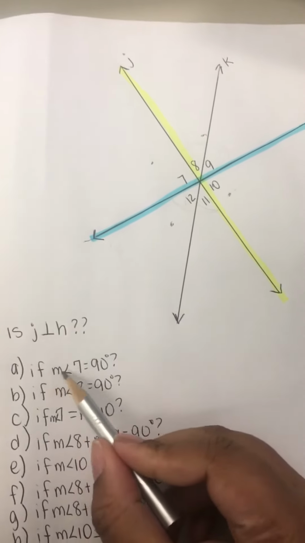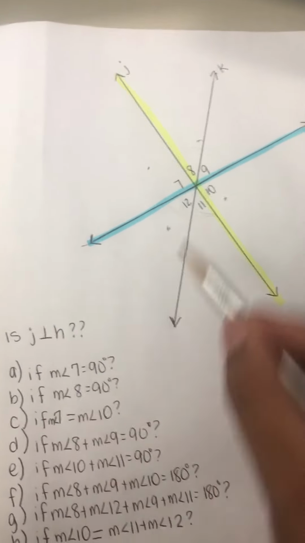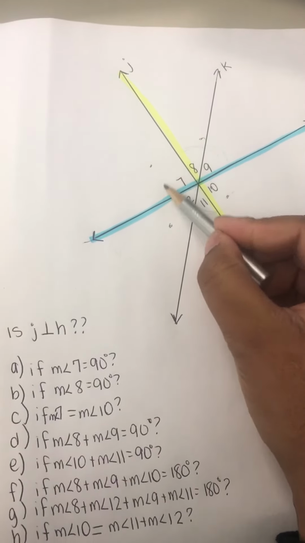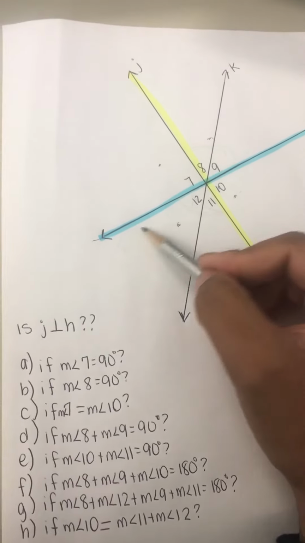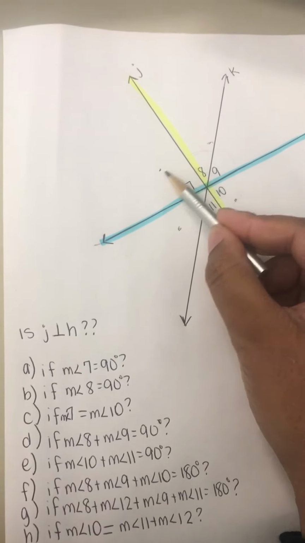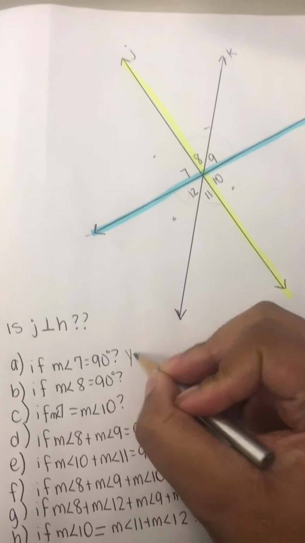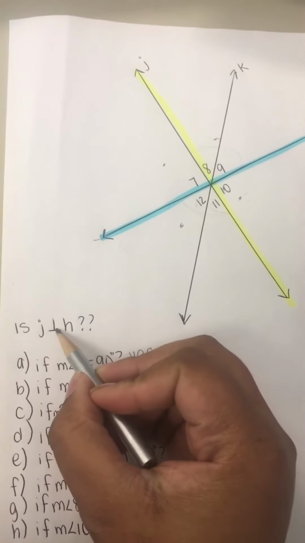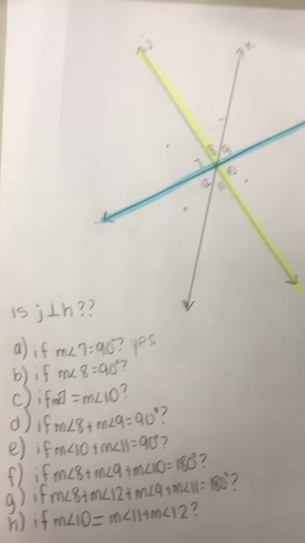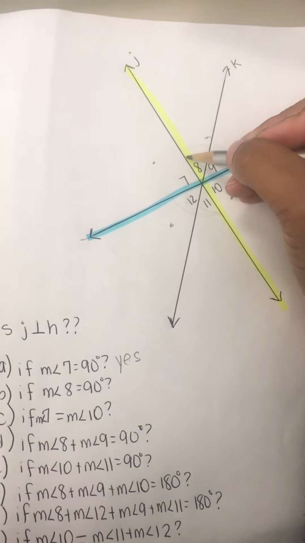So question number 1 says, if the measure of angle 7 was 90, so if this was 90, would I have perpendicular lines? And the answer is yes. This whole corner would be a box, and that's enough information to have a perpendicular line, because that's what that symbol means, perpendicular. What if the measure of 8 was 90 degrees?